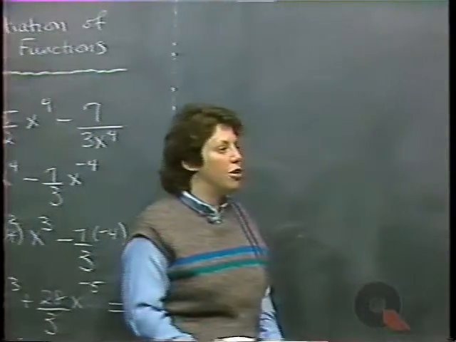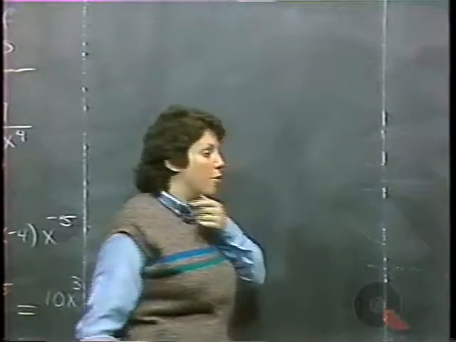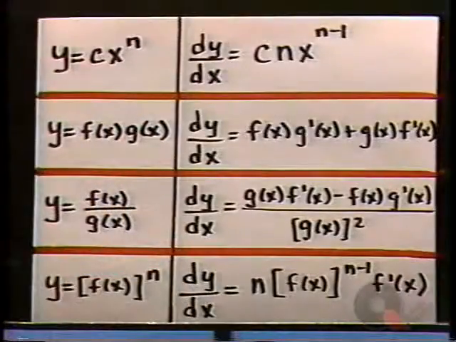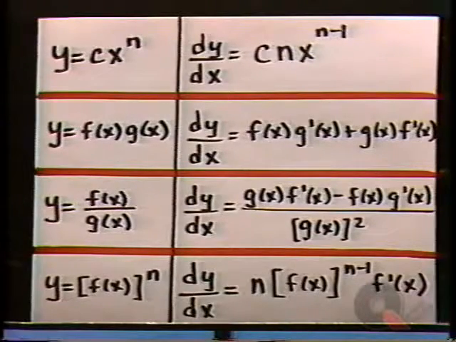Okay, I would like to call your attention now to several formulas that we're going to be using in our videotape. Okay, the first is our old friend, y equals cx to the nth power. C is the constant. Okay, the derivative of a constant times x to a power is the constant times the power x to the 1 less power. Okay, that's the one we just used.